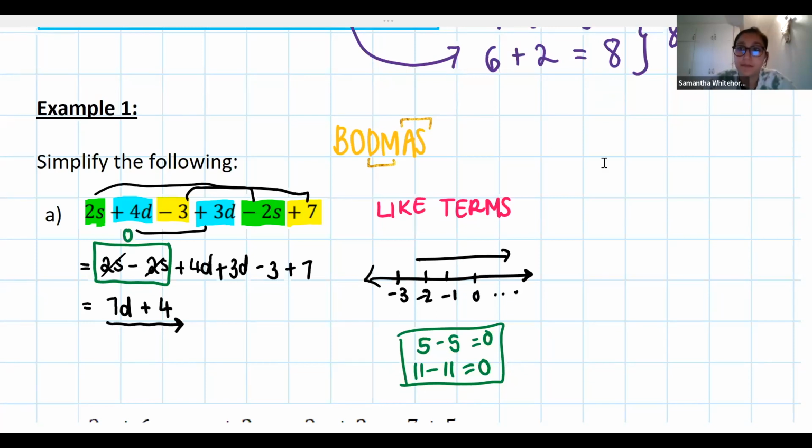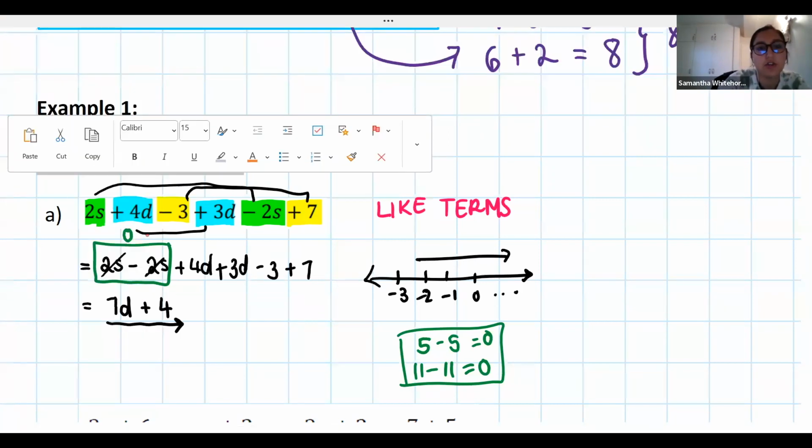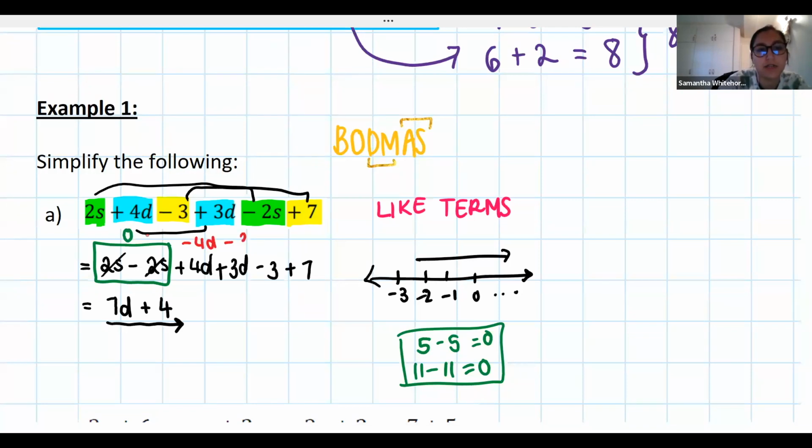BK? Ma'am? Yes. I want to get this thing right. For example, if the 4d was negative, and it was minus or plus negative 3d, how are we going to do that sum? So you're saying minus 4d minus 3d.